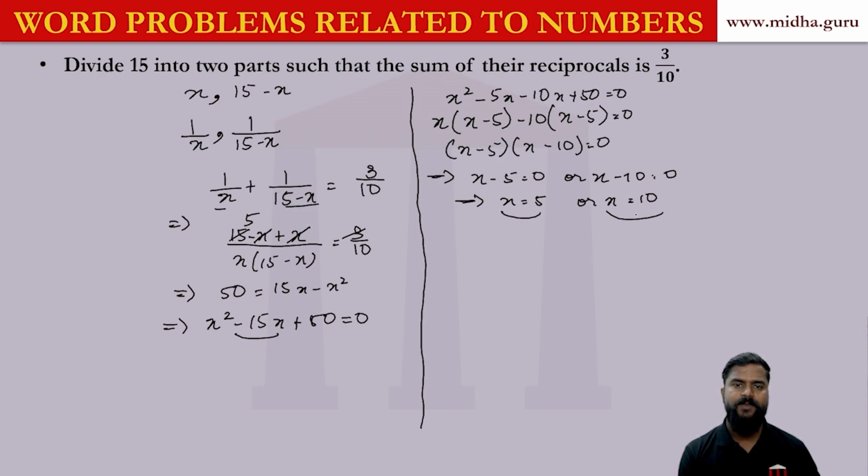So what do we do? But here in this question, if you apply the value of x to this particular, where we got that the two parts are x and 15 minus x, we'll always get 5 and 10 itself. If we take x as 5, we get x is equal to 5 and 15 minus x is equal to 10. The other way around, if we take x as 10, this becomes 10 and this becomes 5. So the numbers will be 5 and 10 itself.